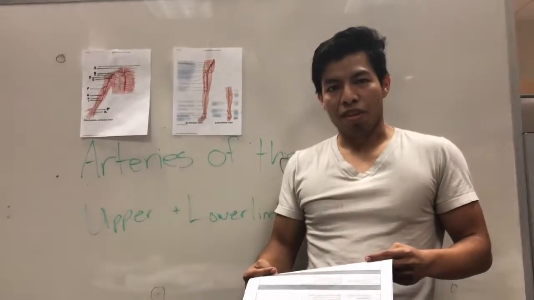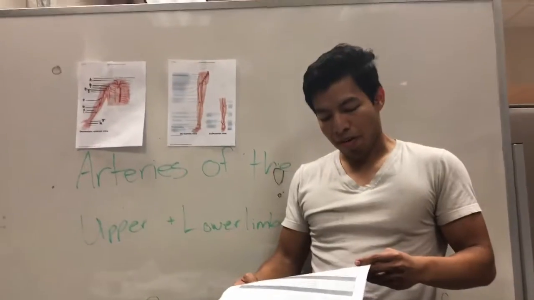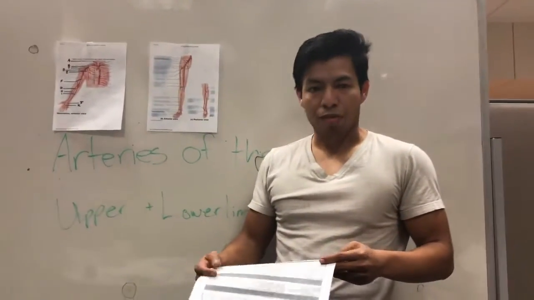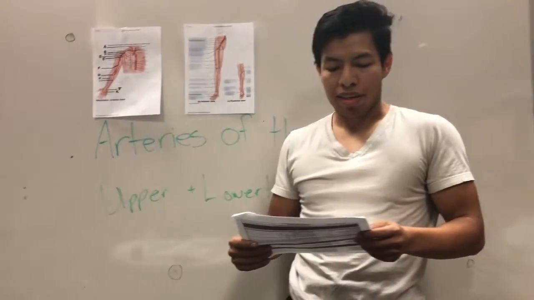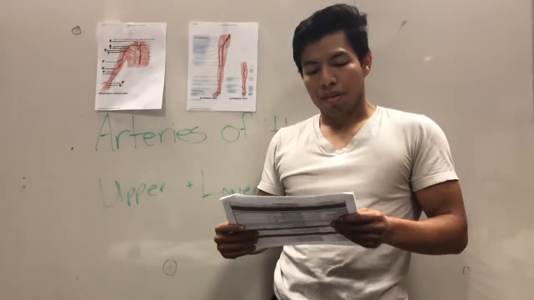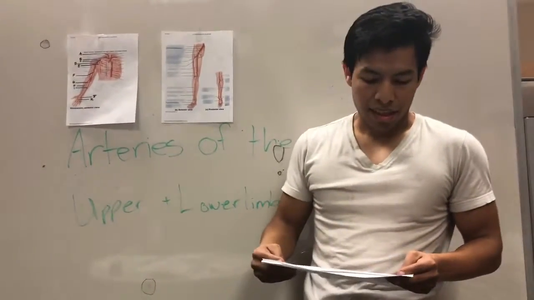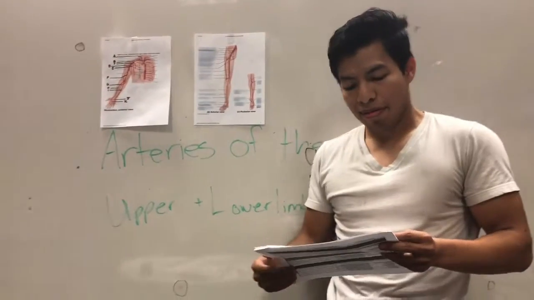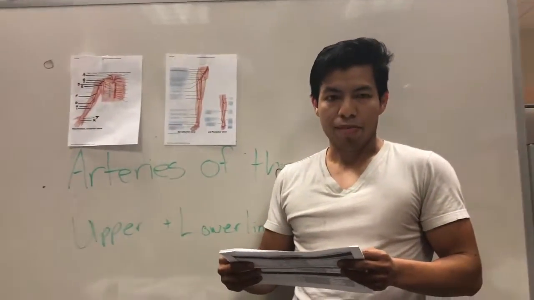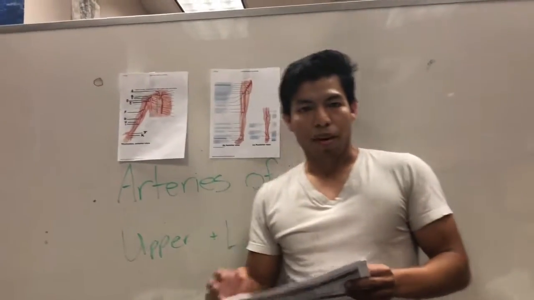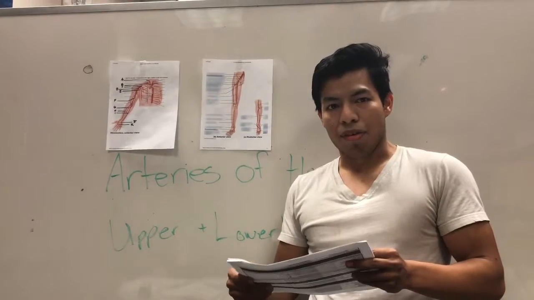Next, we're going to be going over the arteries for the upper and lower limbs. First off, we have the axillary artery, and then we have the lateral thoracic artery. After that will be the subscapular artery, and then the anterior circumflex humeral artery and the posterior circumflex humeral artery. And there will be the brachial artery. After that will be the profunda brachii artery. Then after that will be the radial artery.